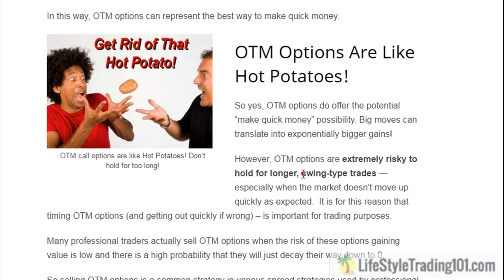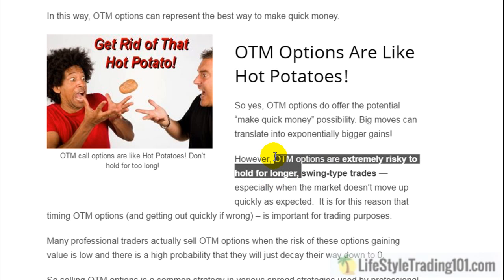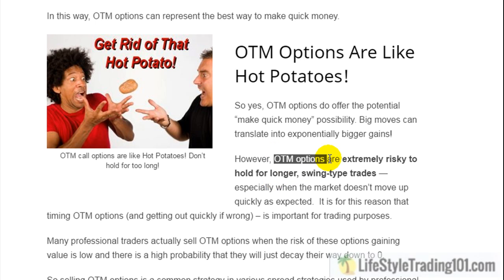You can play safer with in the money call options. That way, they still have some intrinsic value when it expires. But if you're looking to swing for the fences and get that huge percentage return, out of the money options is the way to go. You just want to make sure that you don't hold too long.